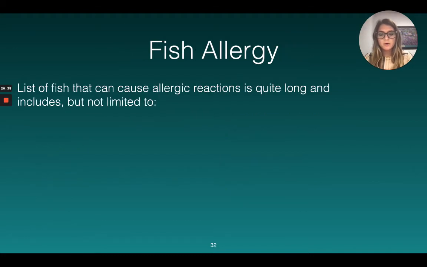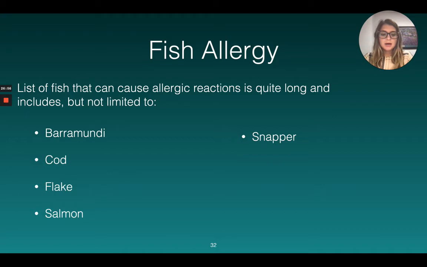Next, we're going to go over fish allergies. So the list of fishes that can cause an allergic reaction is pretty long. So I only included some of them, but obviously there are more fish that can cause a reaction. Barracuda, cod, flounder, salmon, snapper, trout, tuna, and whiting. So generally, if someone does have a fish allergy, it's recommended to avoid all types of fish, just to be on the safe side.